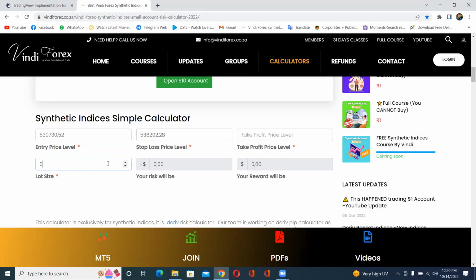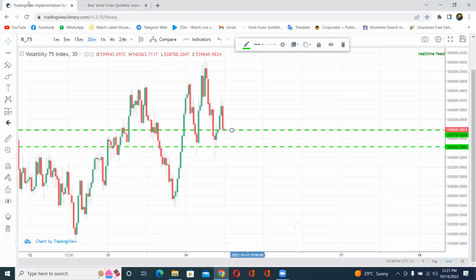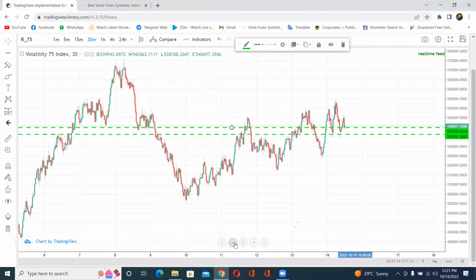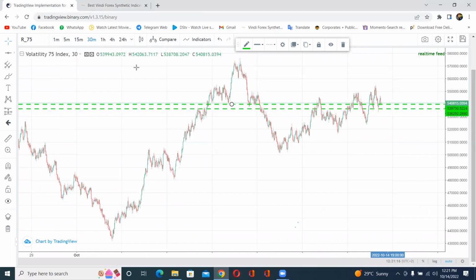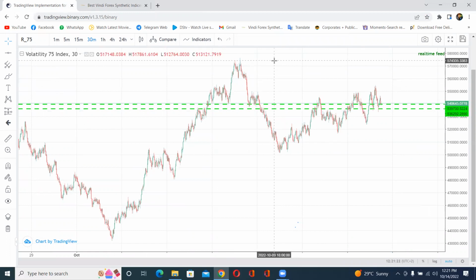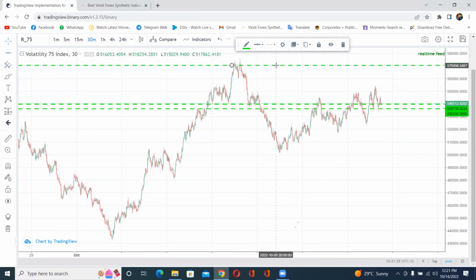And then here we write the lot size that you used to trade. I use 0.001. Here it is telling me that if the market hits my stop loss, I'm going to lose only $3.44. Let's try to put a stop loss. Let me say I put my stop loss here. I need to cut, this meeting is ending.